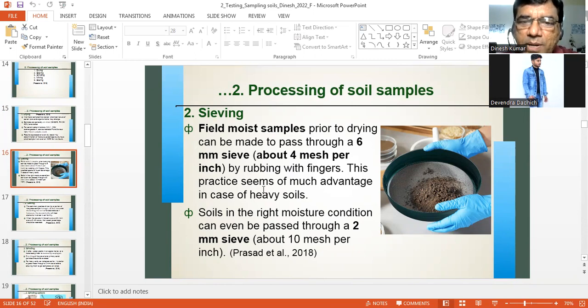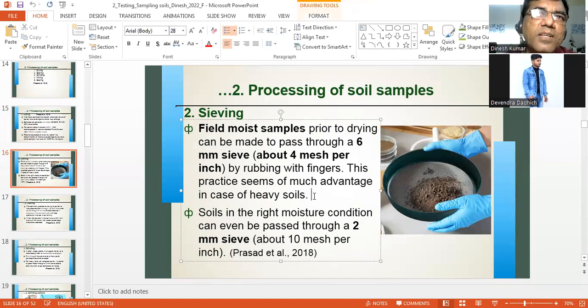And then the fresh sample can be rubbed by fingers, and this practice is of much advantage in the case of heavy soils. Certain stones may be there that can be cleaned at this stage. Soils in the right moisture condition can even be passed through a 2 millimeter sieve, that is 20 mesh per inch.